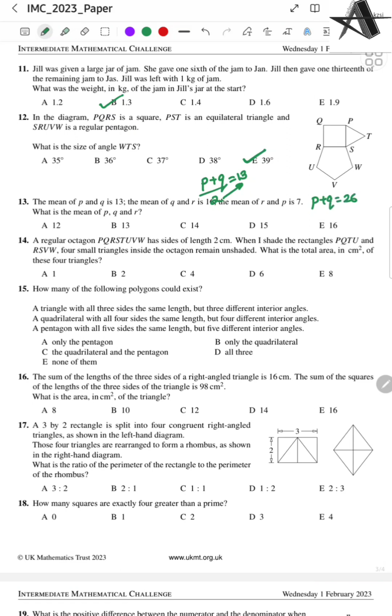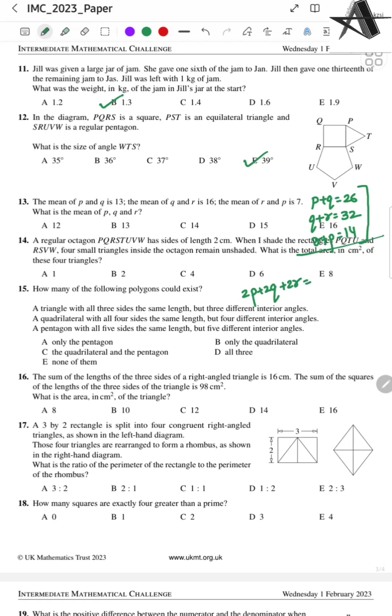Next, the mean of Q and R is 16. So Q plus R over 2 is 16. So I'll get Q plus R as 32. Similarly, the mean of R and P is 7, so R plus P over 2, because mean. On cross multiplication, I'll get R plus P equals 14. Now I'm left with these three equations. If I add them all up, the left hand side would be 2P plus 2Q plus 2R.